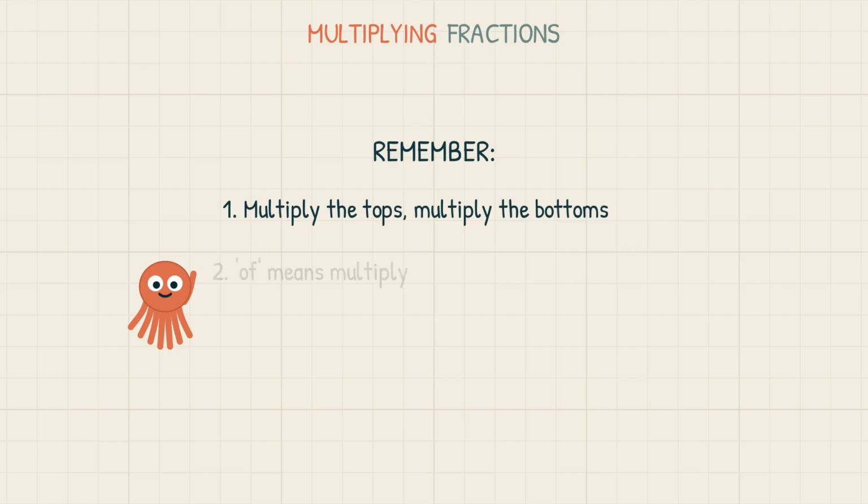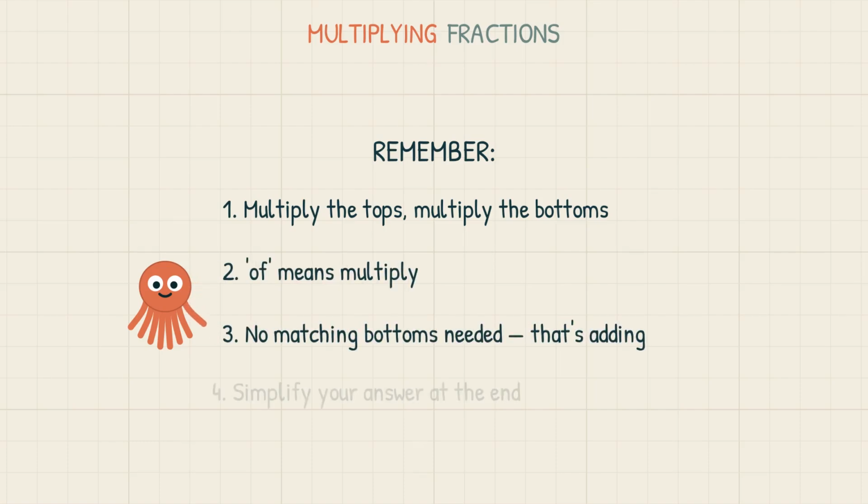So, the key points: to multiply fractions, multiply the tops, and multiply the bottoms, straight across. Remember that "of" means multiply. You don't need matching bottoms. That's for adding and subtracting, and always simplify your answer at the end.